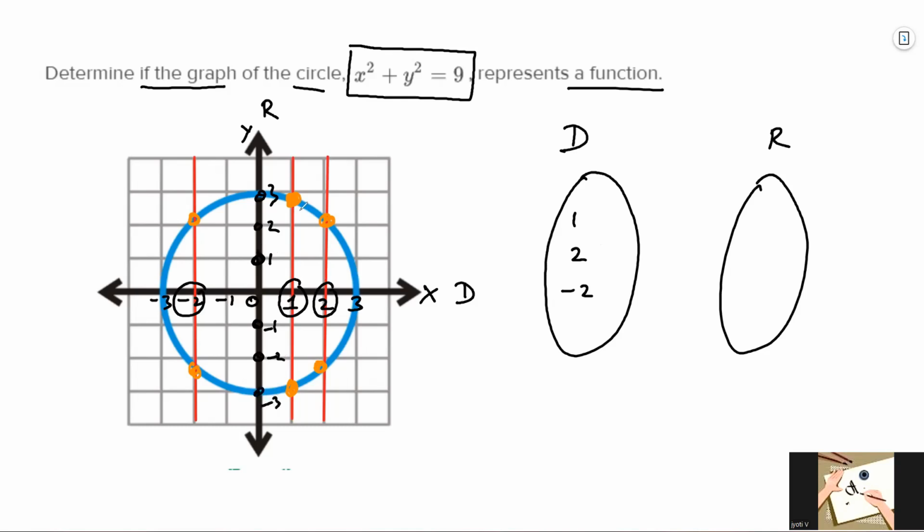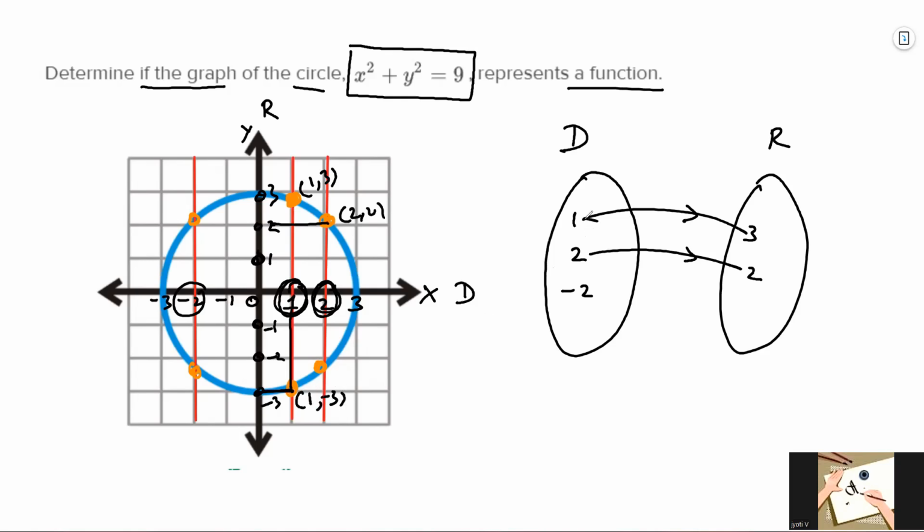So this is the coordinate, 1 and 3. So 1 is mapped to 3. 2 mapped to 2. This is 2 comma 2. So 2 is mapped to 2. Wonderful. All well till now. Now 1 is mapped to negative 3. So this is 1 comma negative 3.